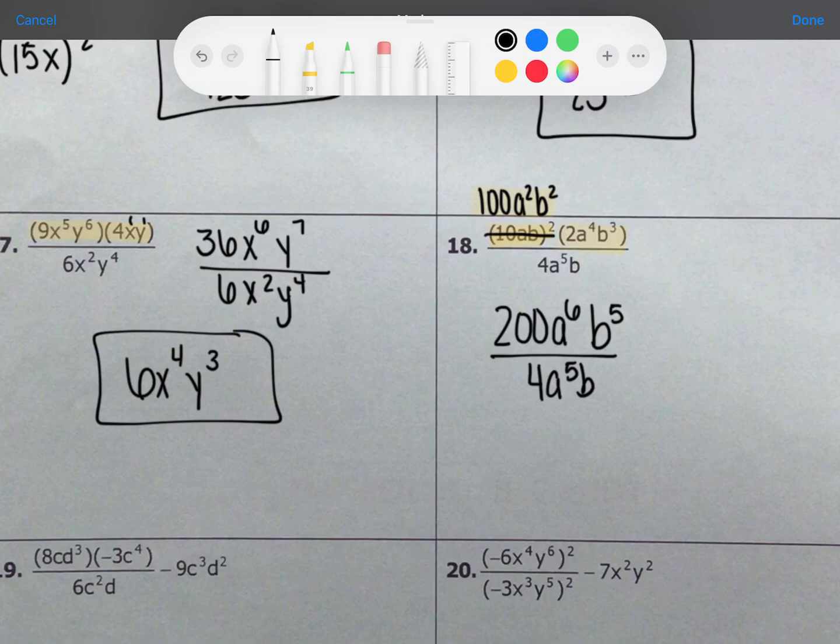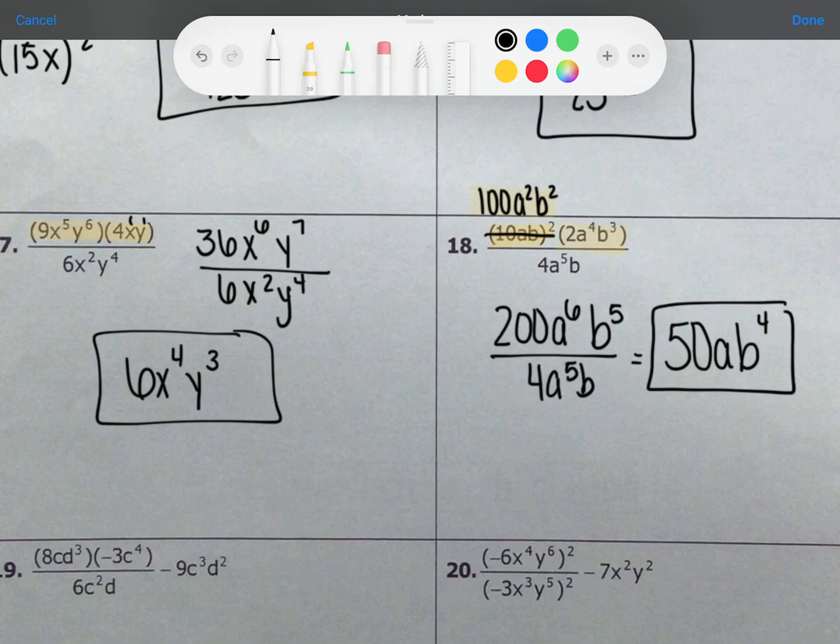Now, remember I said to distribute, then multiply, and now we're going to divide. 200 divided by 4 is 50. Subtract those a's, that gives me a 1. Subtract those b's, that gives me a 4. Anybody get it right? Good job.